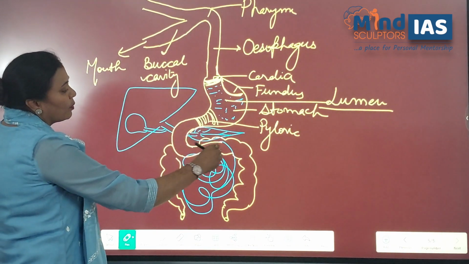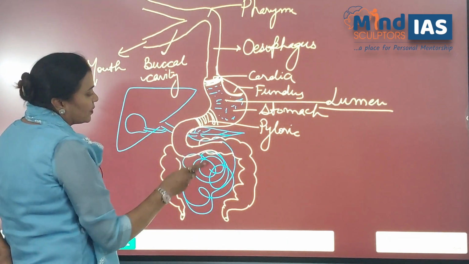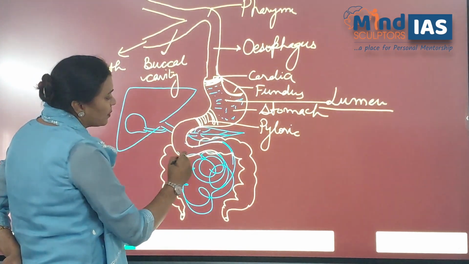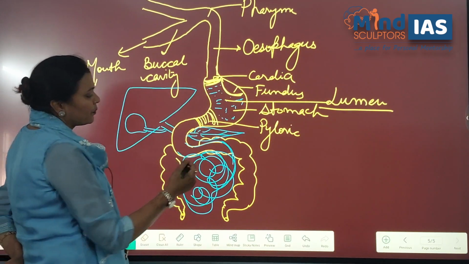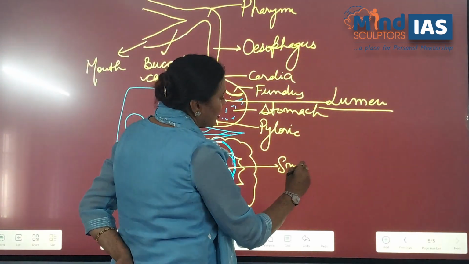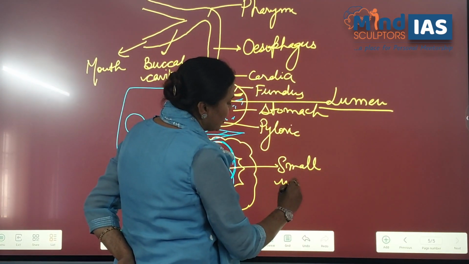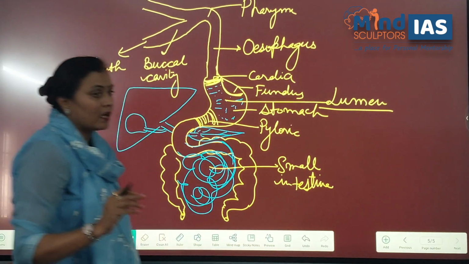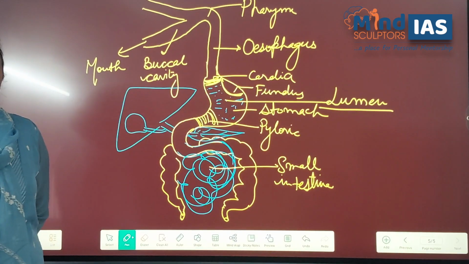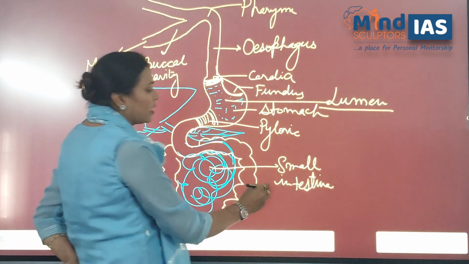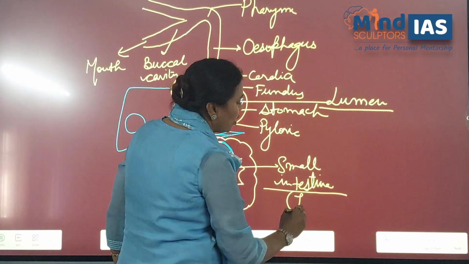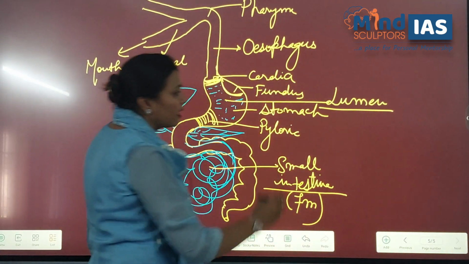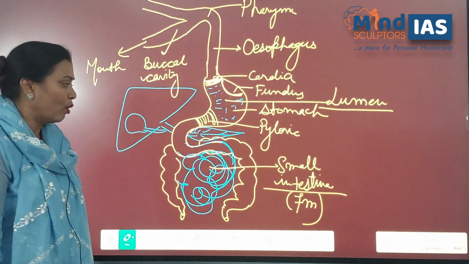This is followed by the small intestine. This blue line is representing the small intestine. A question may sometimes come: which is the longest part of the alimentary canal? So the small intestine is the longest part of the alimentary canal. It is 7 meters long.